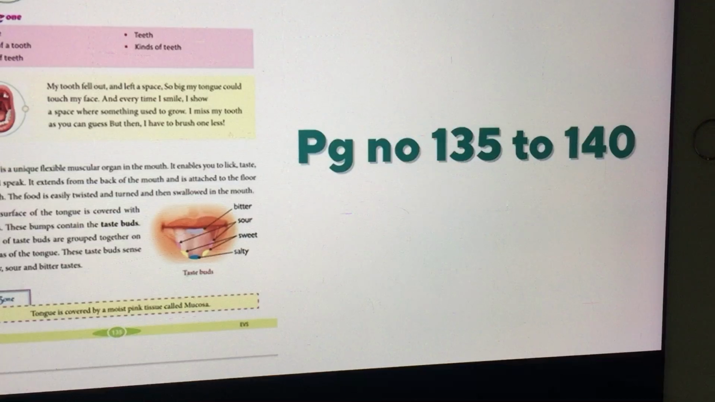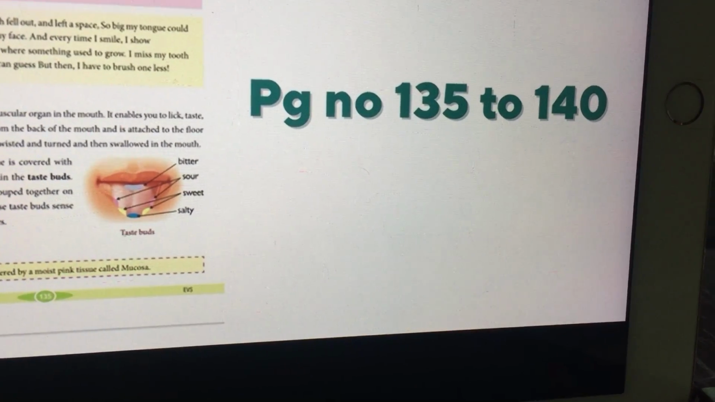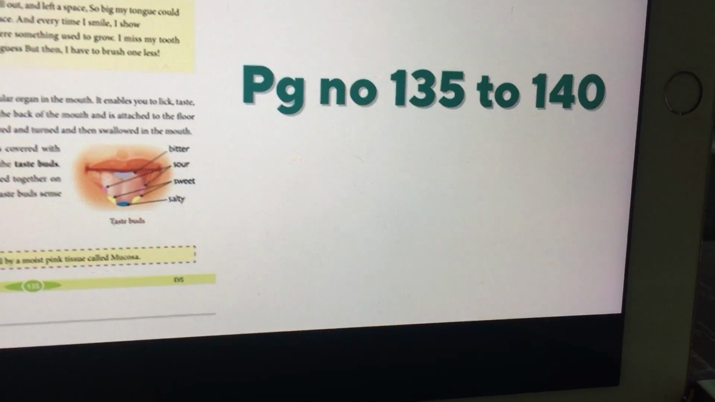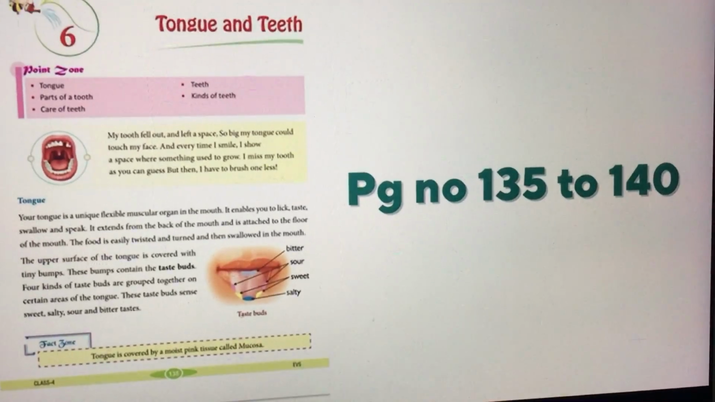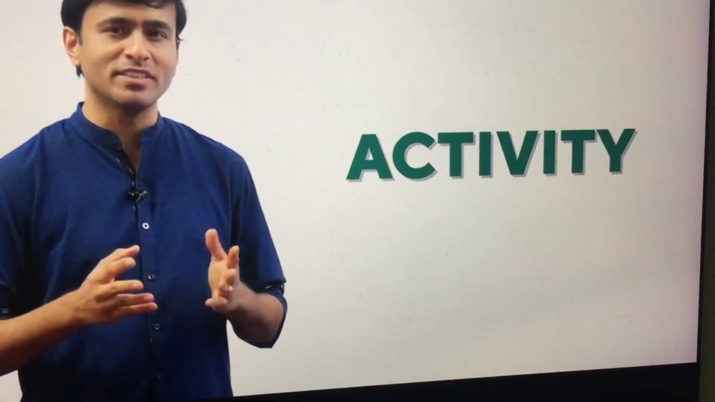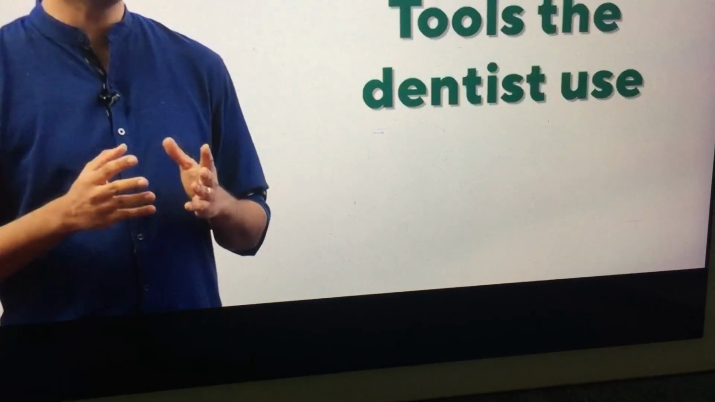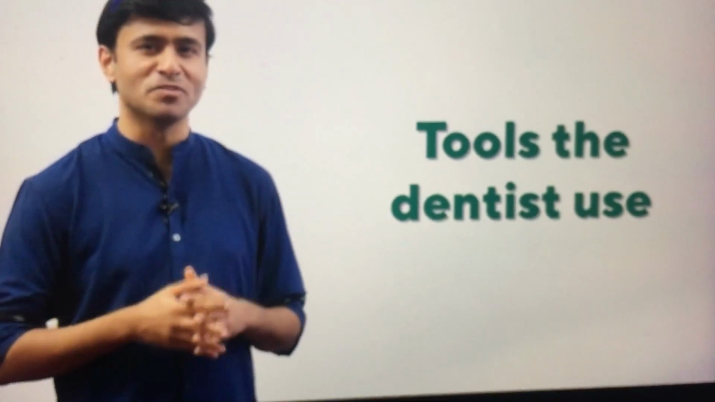You can find this lesson, Tongue and Teeth, in your textbook from page numbers 135 to 140. Read the lesson and answer the questions at the end of the lesson. I hope you enjoyed learning about your tongue and teeth. Here is an activity I want to suggest that you can do one of these days. The next time you visit a dentist, try to find out about the tools he uses. You can ask him, you can gather information and make notes of them.